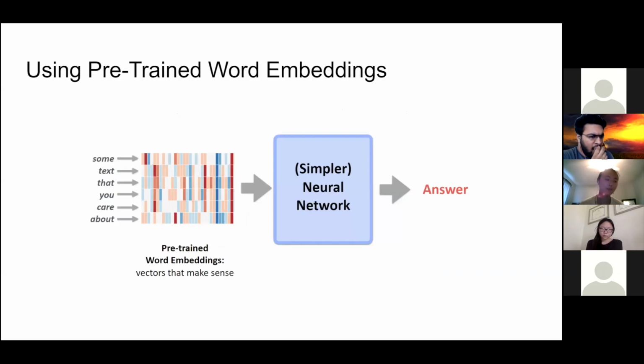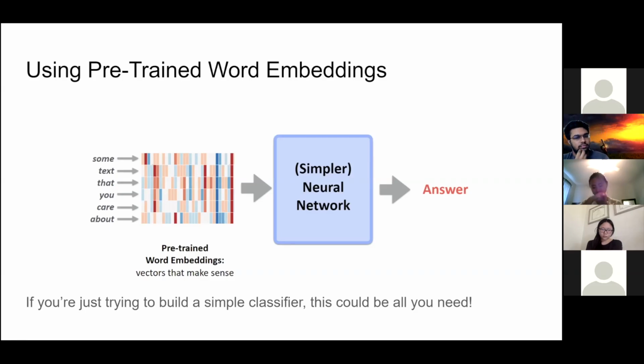So in practice, what you would do is take the text that you care about, map it to these pre-trained word embeddings that you've downloaded from the internet, and then pass these through a simpler neural network than you would have used before, that will transform your input to your output dimensions and give you some sort of sensible answer. For a lot of applications, this might work pretty well if you're just trying to build a simple classifier or do some exploration of neural network architectures. This could be all you need. This is a good place to start.